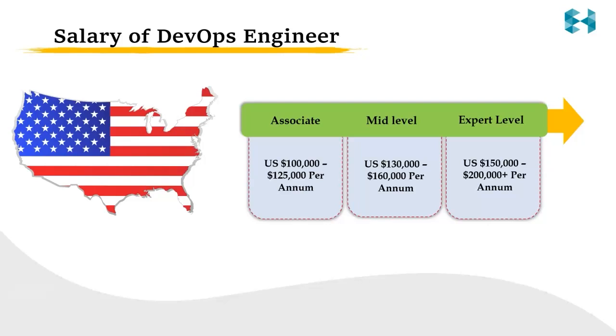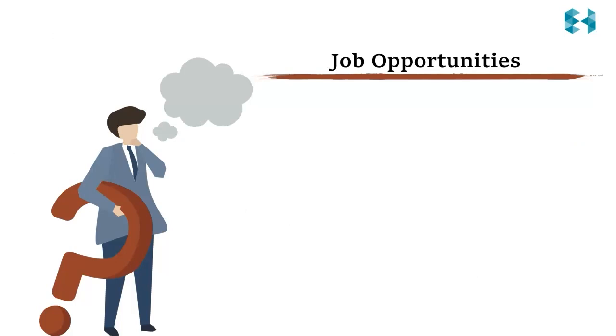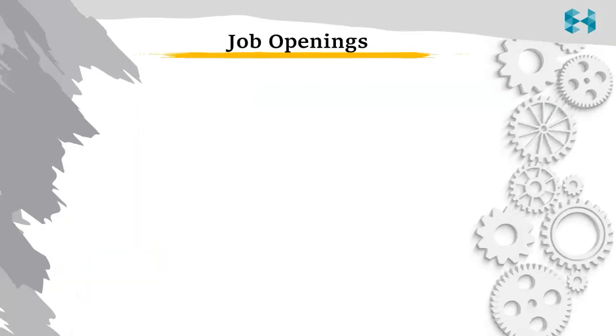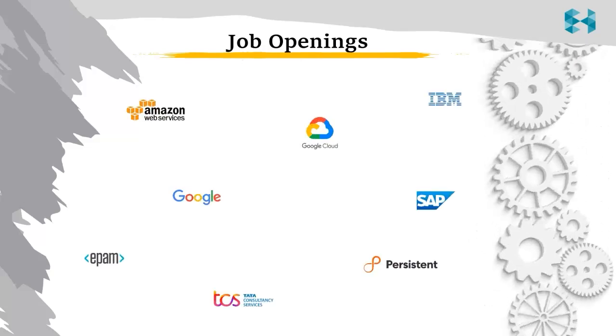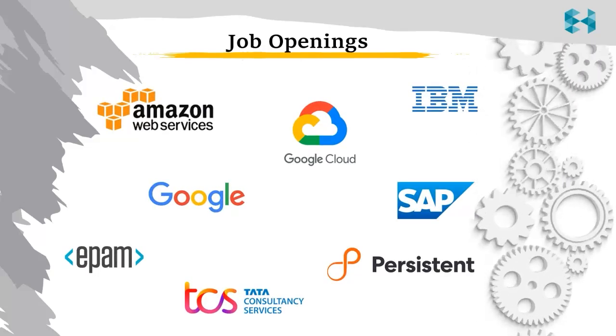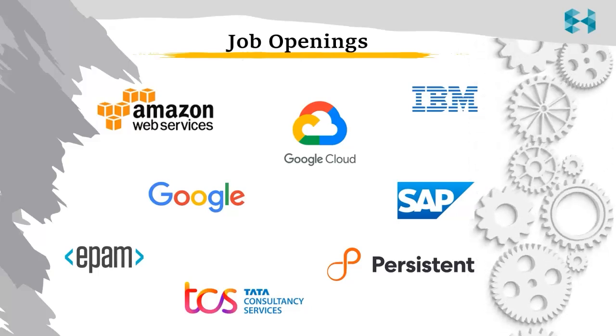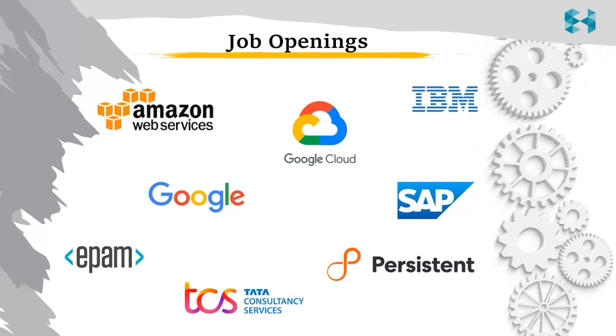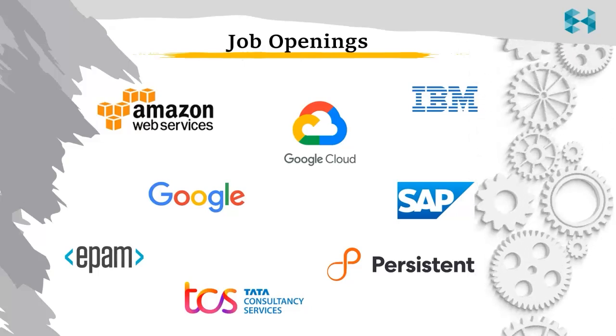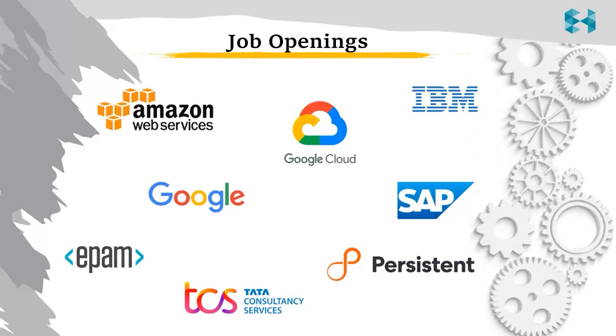Now that you've seen the earning potential of a DevOps engineer in India and the US, let's take a step forward and talk about something even more important, that is job opportunities. Here are the top companies currently hiring DevOps engineers. You'll see big names like Amazon Web Services, Google Cloud, IBM, SAP, EPAM, TCS, Persistent, and many more. These companies are constantly expanding their engineering teams, and DevOps is one of the most in-demand roles across all of them. So if you're planning to build a DevOps career, the opportunities are absolutely massive.